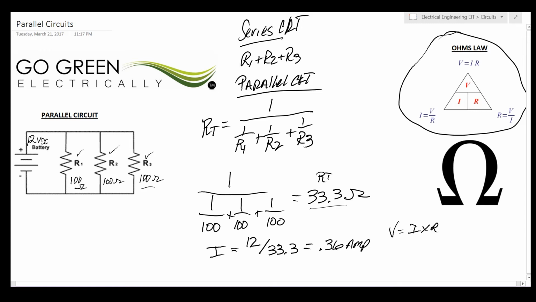We could solve for V, which would be I times R, which is 0.36 amps times 33.3, which equals 12 volts DC. So we checked it. We know that it works. We can interchange this algebraically. This formula can be interchanged algebraically.